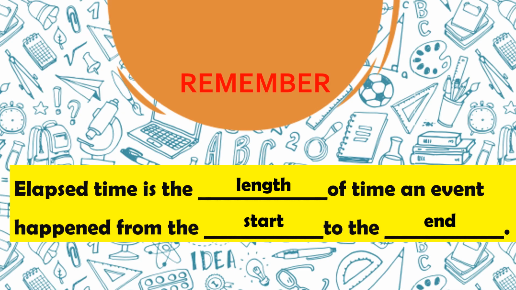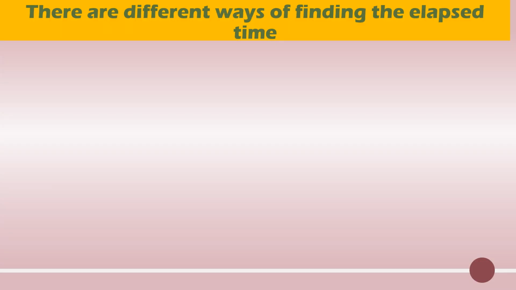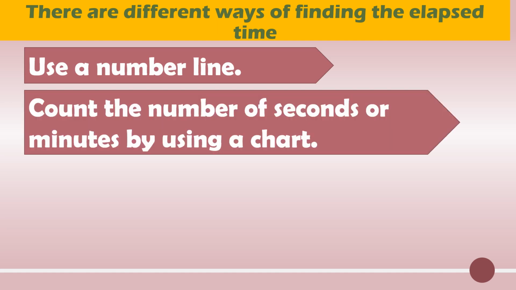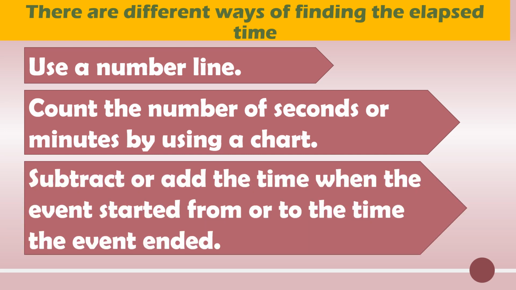Remember, elapsed time is the length of time an event happened from the start to the end. There are different ways of finding the elapsed time. Use a number line. Count the number of seconds or minutes by using a chart. Subtract or add the time when the event started from or to the time the event ended.